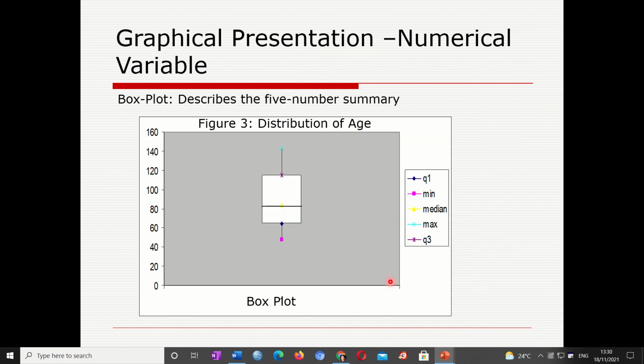Now here, this is another graphical representation, and this is called a box plot. We represent our distribution with a box. Now here, this is higher, as you can see, and this is smaller. This is not a normal distribution. In a normal distribution, the box is divided into two.